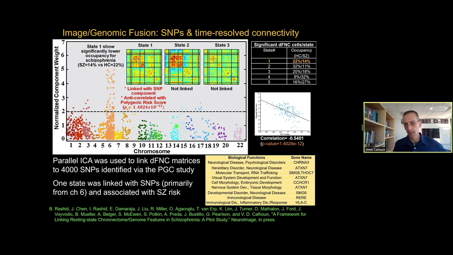And if we compute what's called the polygenic risk score from the genomic component that came out, and then look at its correlation with state 1's amplitude across subjects, we see a strong and strikingly negative relationship. So the risk for schizophrenia is lower the more time that these individuals are spending in state 1, which was where the healthy controls were spending their time. So again, it's consistent convergent evidence that suggests that we're learning something meaningful here.